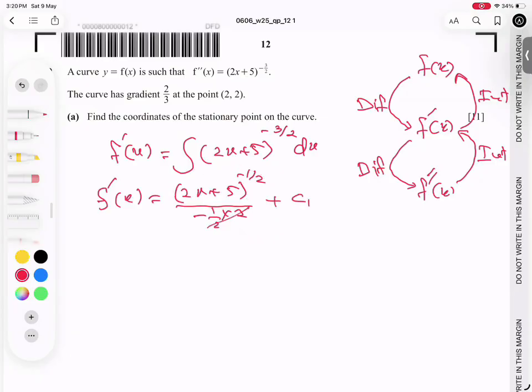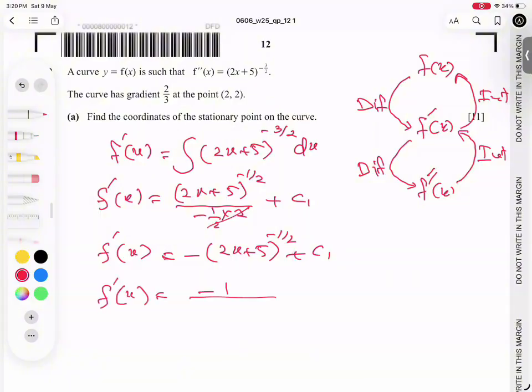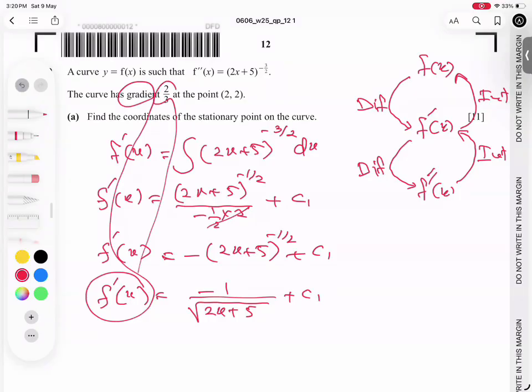This 2 will cancel out. I'm writing in another format. You can write like this, no problem at all, or bring it in the denominator. It means f dash of x is basically negative 1 over root of 2x plus 5, plus c1. Now, students, I'm going to plug in. f dash of x is also called the gradient. So 2 by 3 will go in the place of the gradient. I'm going to replace it here with 2 by 3.